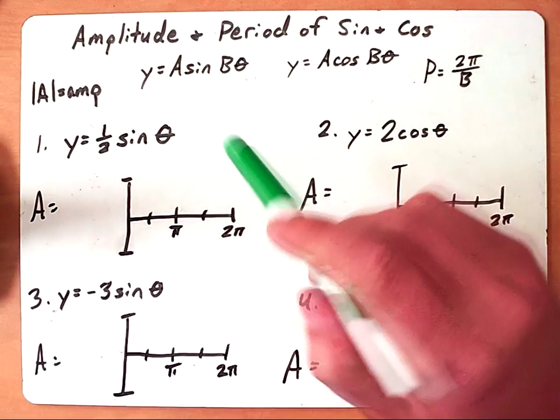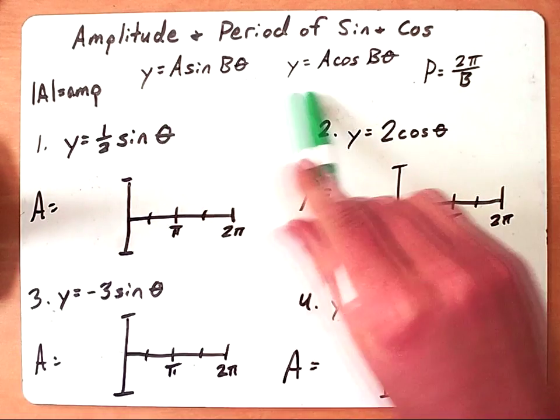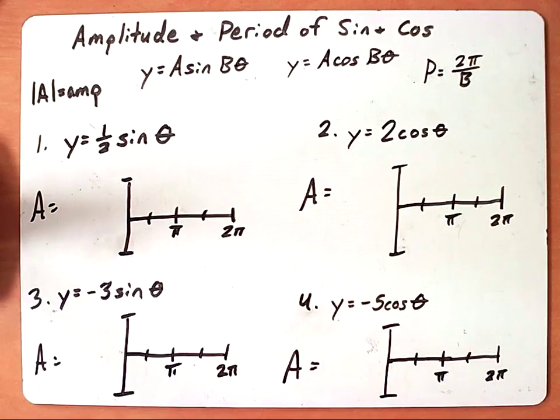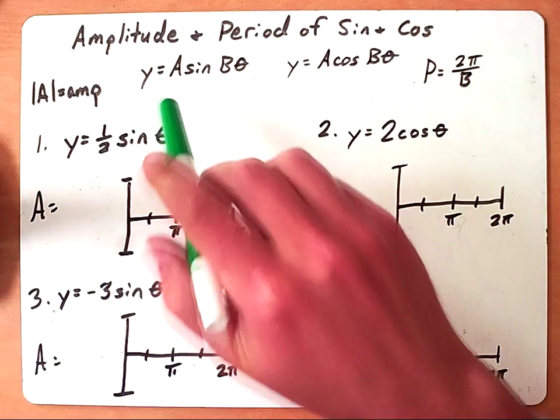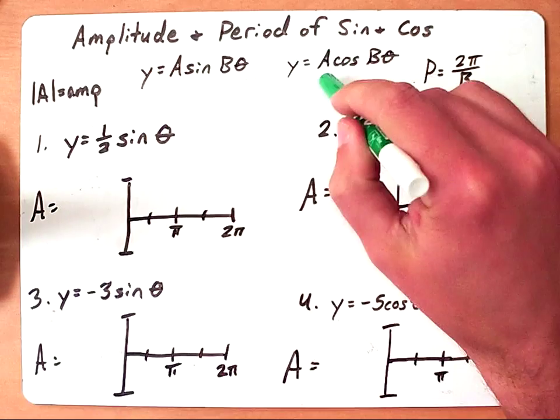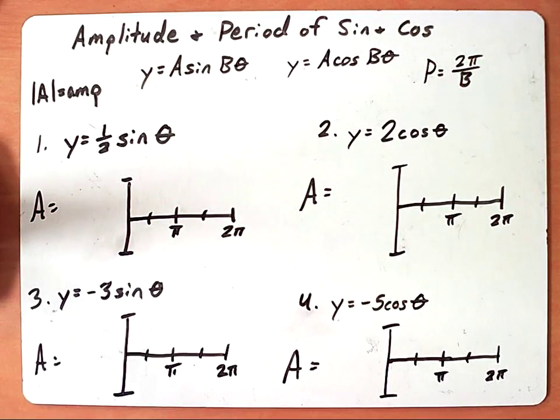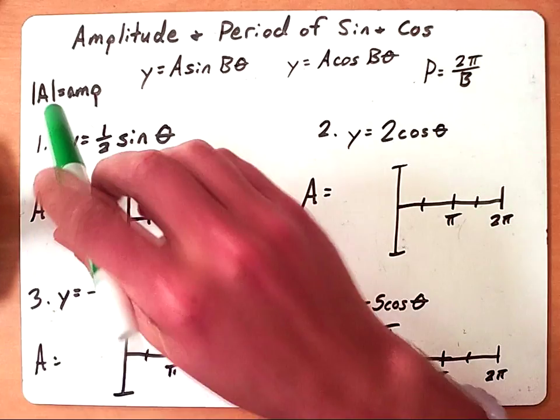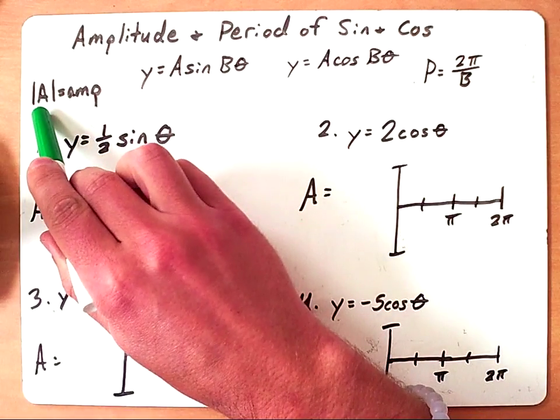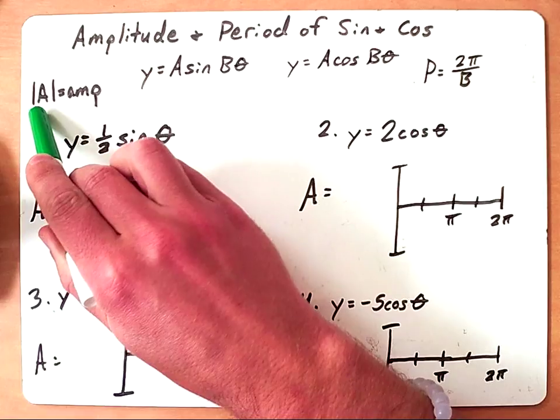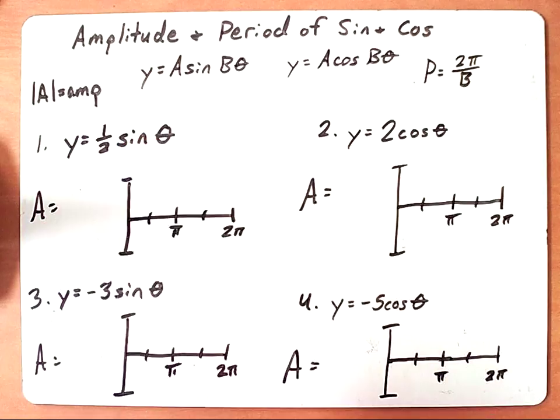Now, up at the top here, I have the formulas written that we'll be using for period and amplitude. Amplitude is going to be represented by the A, which is the coefficient of your sine or your cosine function. Now, amplitude is the absolute value of A. So whether I have a positive or negative number, the amplitude is going to be the positive value of that number, how far it is away from zero. All right, so let's take a look at these and how we would graph them.